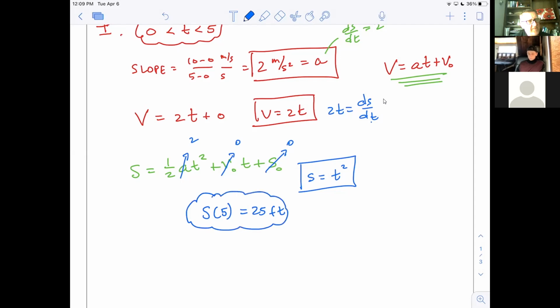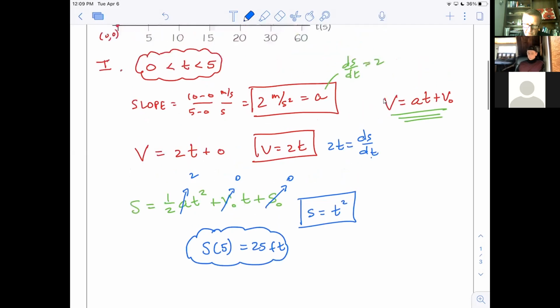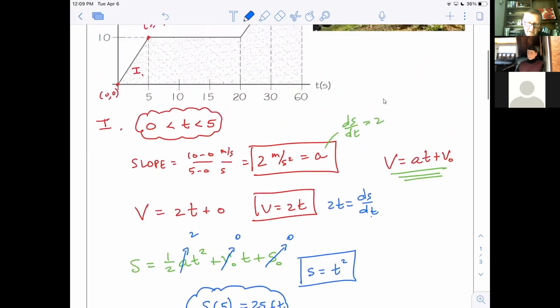So I kind of know everything about what happened during that first 5 seconds. And if that's all it was, then I'd be done. This is just like the previous problems we did. But now we're saying, okay, now things change. You tell me what's going to change. What changes in this next graph?